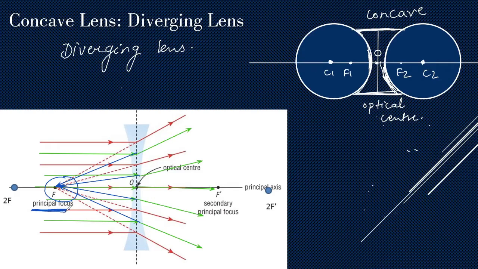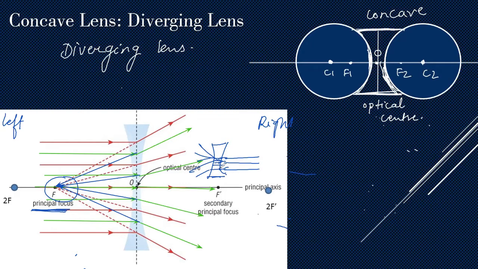Understood? Now you'll say, ma'am, why are light rays always coming from this side, always from the left side, right? By default in physics, as far as ray diagrams are concerned, we will consider that our object is always on the left. In reality, it can be on the right. If it is on the right, what will happen? Parallel rays will come from this side, they will pass through the lens, and they will get diverged in this way. That's not a problem at all.